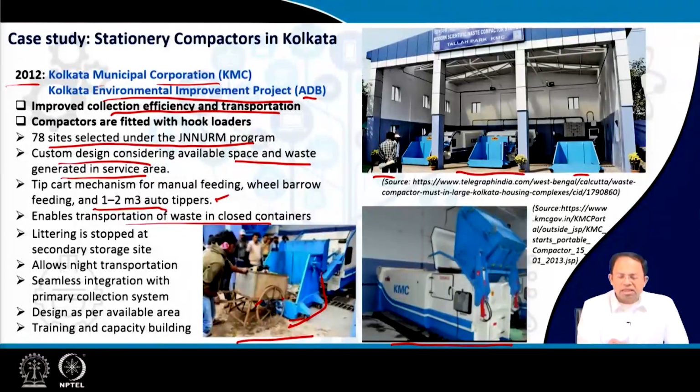Enables transportation of waste in closed containers. Littering is stopped at the secondary storage site. It allows night transportation, because in the morning all of this is collected, and in the evening we don't require any kind of manpower. The vehicle just comes in, uses the hook lifts to lift this particular compactor and transport it. Seamless integration with the primary collection system, as we can see over here.